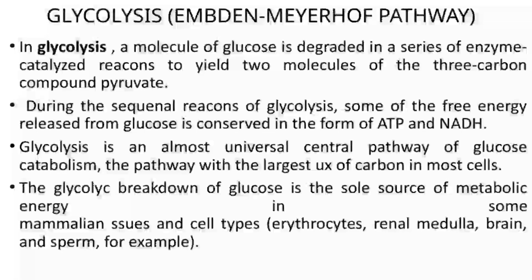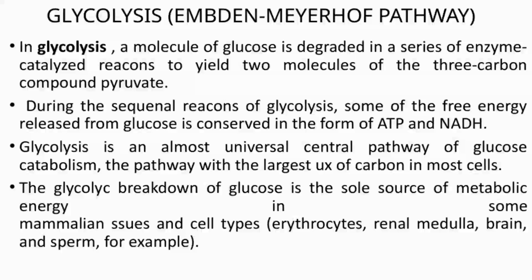In some tissues and cell types, glycolysis is actually the only way they generate energy. For example, in red blood cells, the kidney medulla, the brain, and sperm cells, glycolysis provides all the metabolic energy they need. This pathway, known as the Embden-Meyerhof pathway, is essential for cellular energy production, connecting the breakdown of glucose to the generation of energy that powers cell functions.